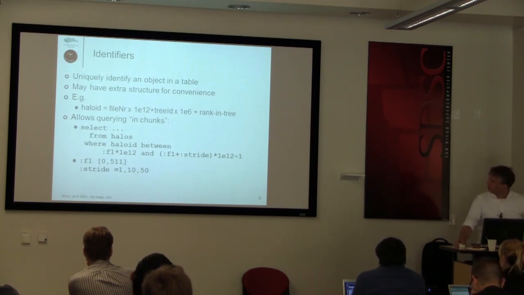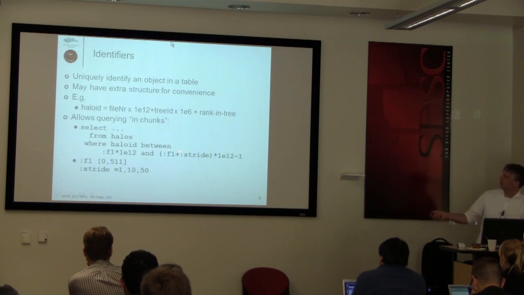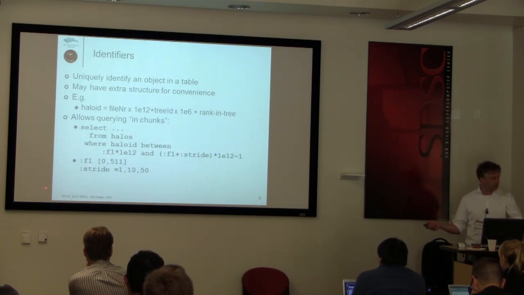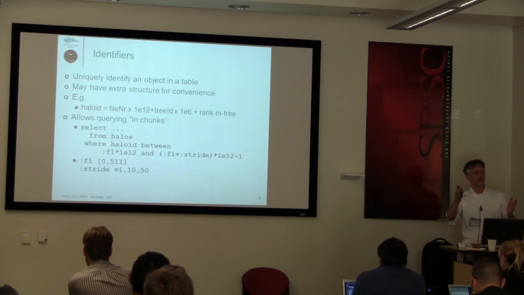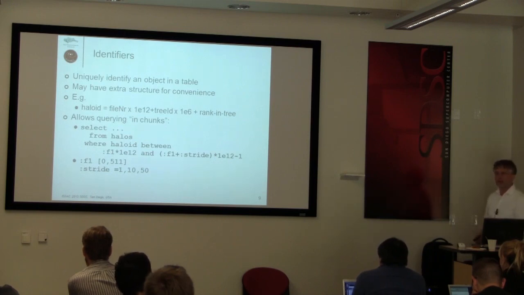Or as an example here, this colon F1 might be a number between 0 and 511. Then I say I want all the halos between this number, say 1, 2, 3 times 10 to the 12. And then maybe I want to walk through the table in strides of maybe 10 files at a time. So I must make 50 steps.